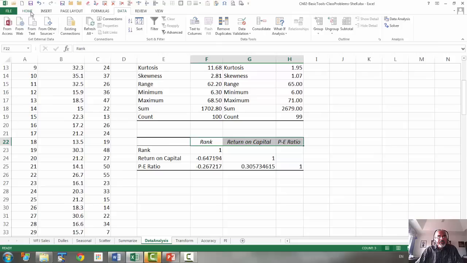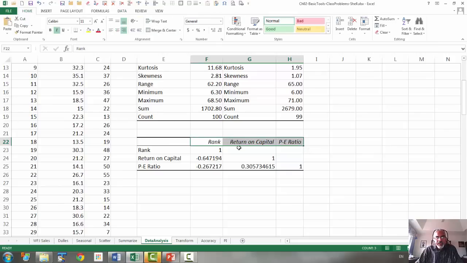So let's format the labels to be right adjusted and these numbers to be 3 decimal places. As you see, the correlation between rank and return on capital is the same as between return on capital and rank. So this is a symmetric matrix. That's why the upper half is empty. These numbers would be like that one will be minus 0.647, this will be minus 0.267, and this will be 0.306.